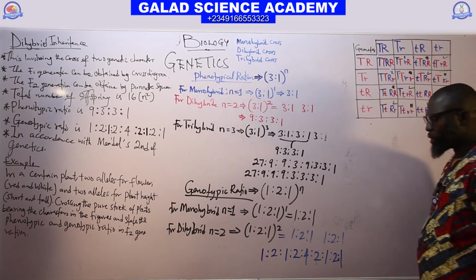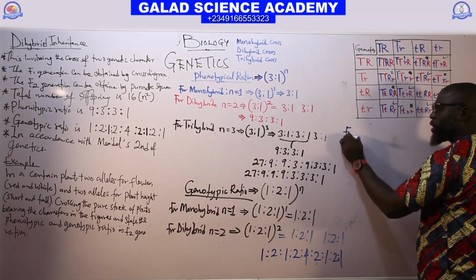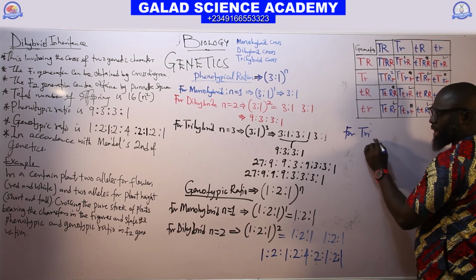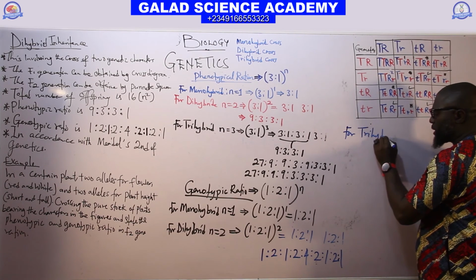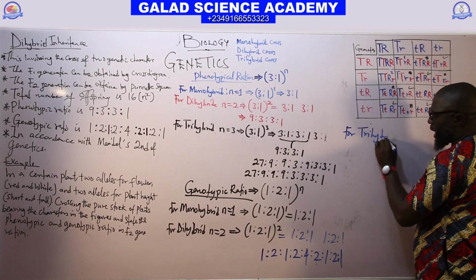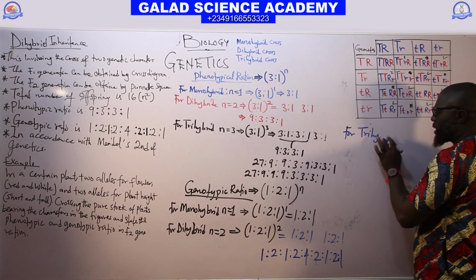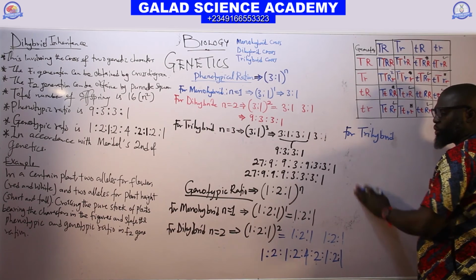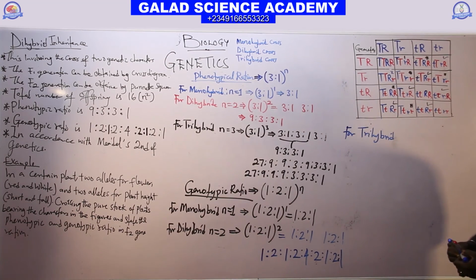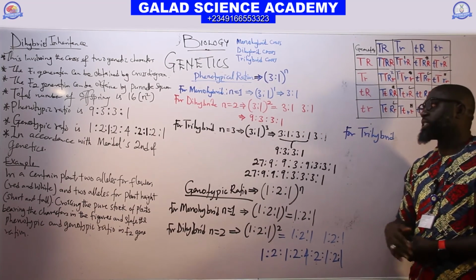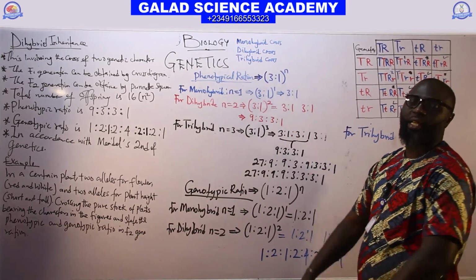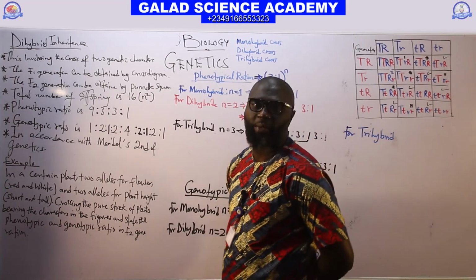So we can try trihybrid. Find the genotypic ratio for trihybrid. So that is all about dihybrid and monohybrid.